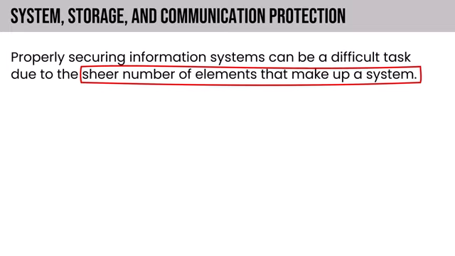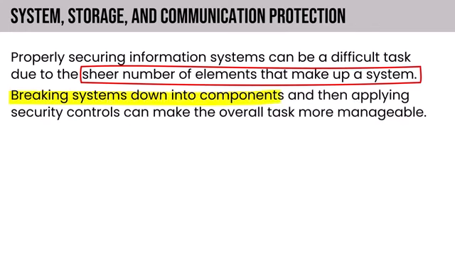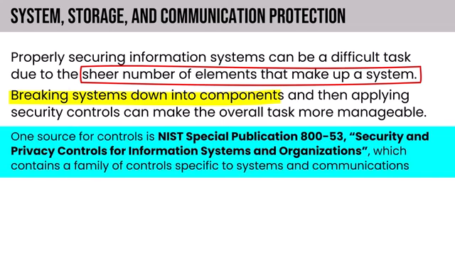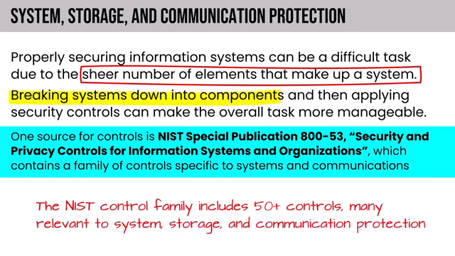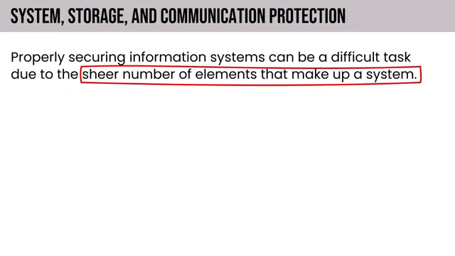And properly securing information systems can be a difficult task due to the sheer number of elements that make up a system. It can actually help to break these systems down into components and then apply security controls to make the overall task a bit more manageable, to kind of piece it out. Now, one source of controls is NIST Special Publication 800-53, Security and Privacy Controls for Information Systems and Organizations, which contains a family of controls specific to systems and communications. In fact, that control family includes more than 50 controls, many of which are relevant to system storage and communication.